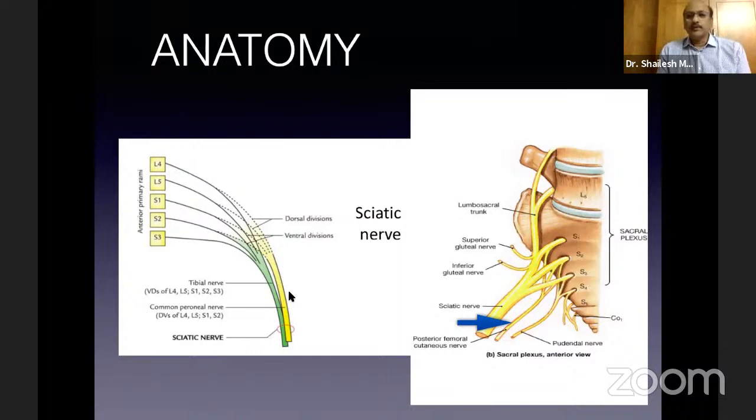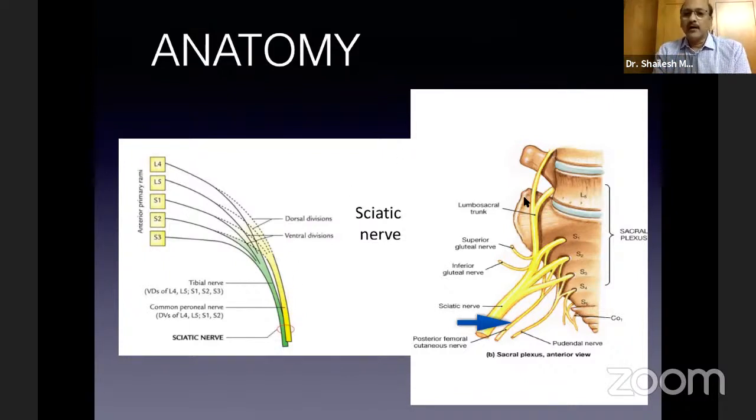So I prefer to locate the tibial nerve and go only by the response of the tibial nerve. Some may differ from my opinion, but I wait till I get a response from the tibial nerve. And then usually the common peroneal is blocked.